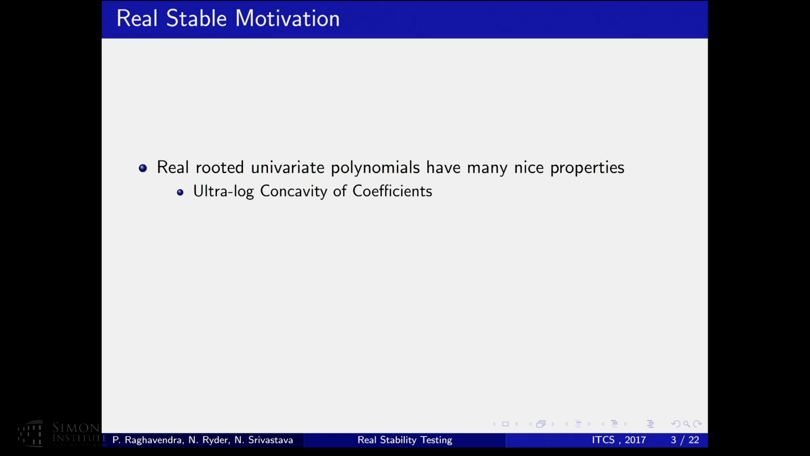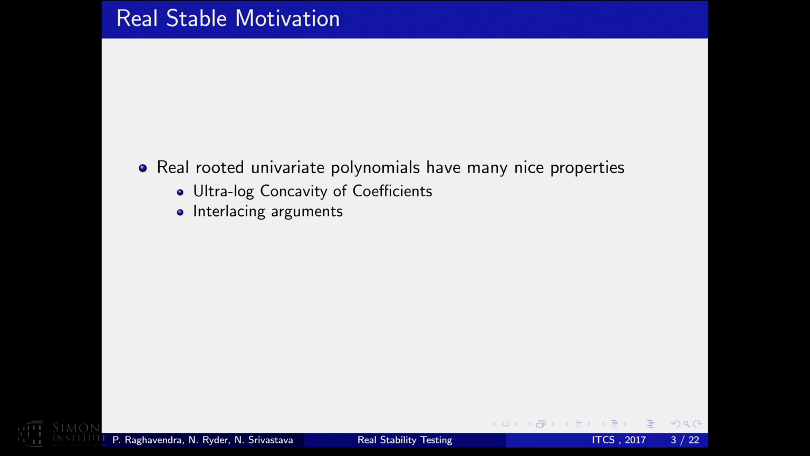Okay, so real-rooted polynomials are classically studied objects that have lots of nice properties. If you look at generating polynomials for combinatorial objects and you know that the generating polynomial is real-rooted, you get information about the coefficients, which tells you stuff about the number of combinatorial objects you're counting. In that instance, you get ultra-log concavity of the coefficients.